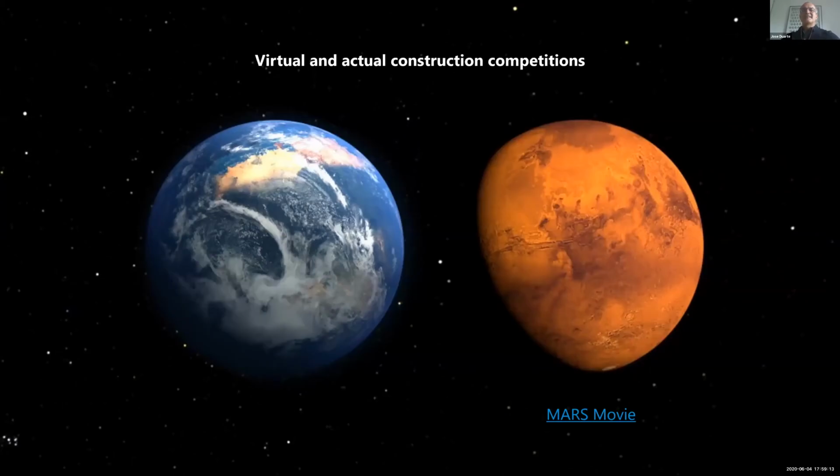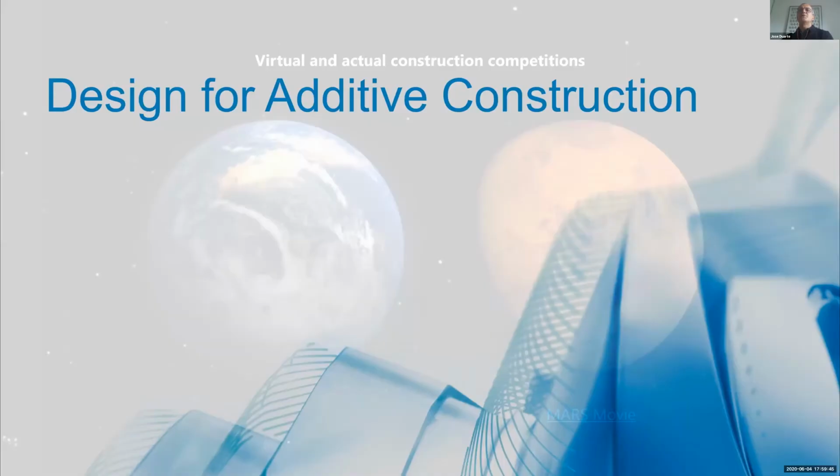So in the competition, we're designing for two different environments. We had to design houses for Mars, but at the same time, we needed to use the system to print on Earth. So let's see how we overcome the problem. Earth and Mars are very different. Mars has a very thin atmosphere, one third of the Earth's gravity. So the conditions are different, the temperature is different, and so on. So what did we do?